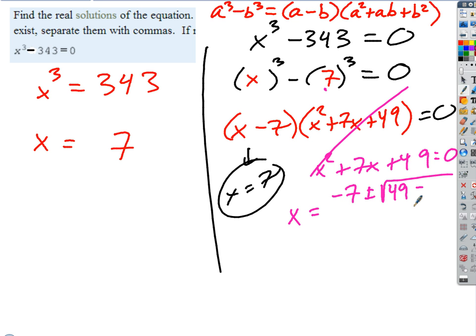That's why you only get one real solution back for a cubic when you cube root something, because the other factors are always imaginary, right?